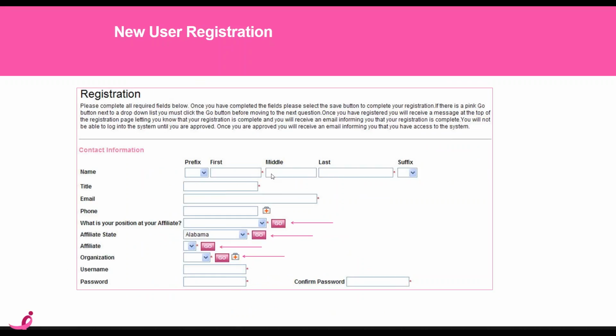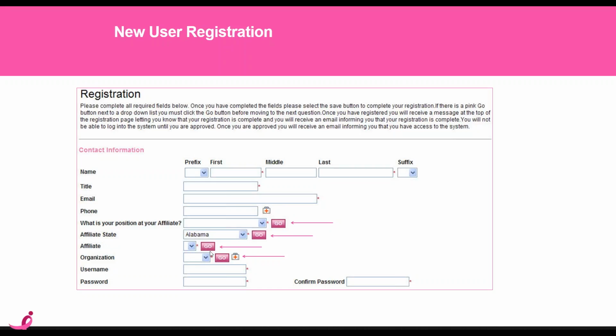In registration, anything that has the little pink star next to it is a required field. If there is a pink go box next to it, once you select your option in the drop-down menu, you need to hit the pink go button, because it filters through options below. So for your position, you will click on reviewer, hit go, then go to the affiliate state, hit the drop-down menu, select Utah, hit go, then it will populate the affiliate. There's only one affiliate here in the state. Some states have multiple affiliates, but here in Utah we only have the one.